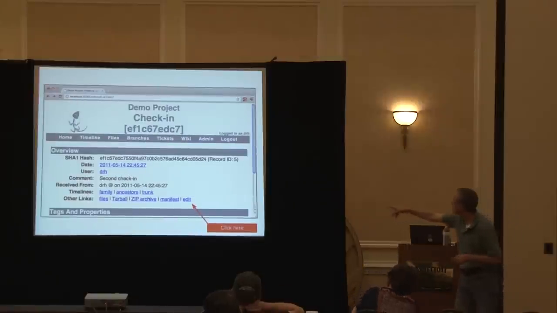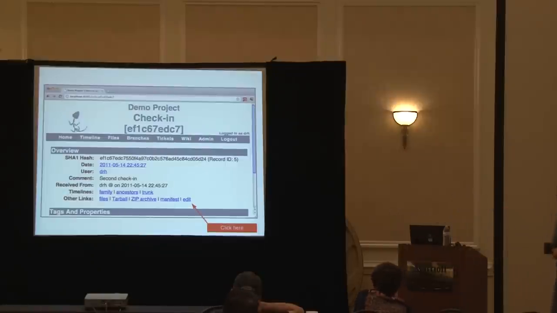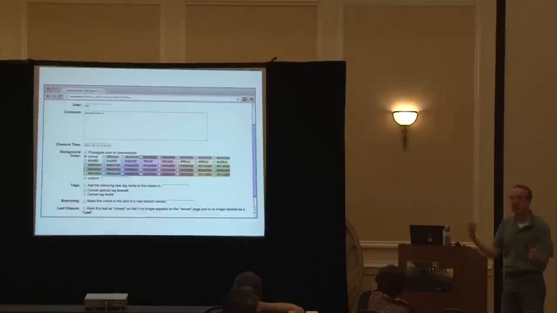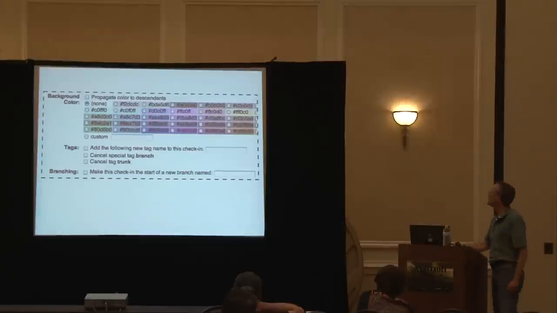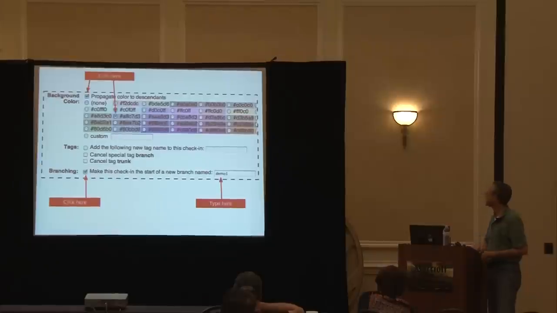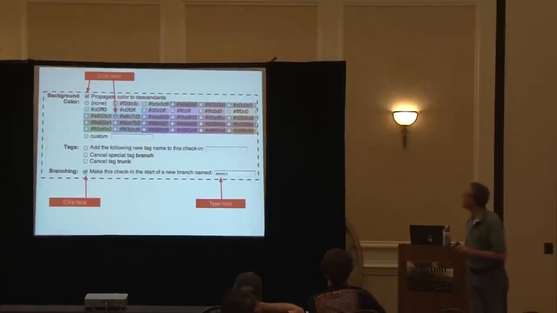And then down over here under Other Links, I've got Edit. I can click on Edit, and that takes me to a screen which allows me to edit the name of the user that checked it in, edit the commit comment, edit the check-in time, but also, I'm going to zoom in, it allows me to set a new background color, which could be propagated forward or just for that one check-in. And it allows me to enter a new branch name. So I could go up here and enter, for example, a new branch demo.